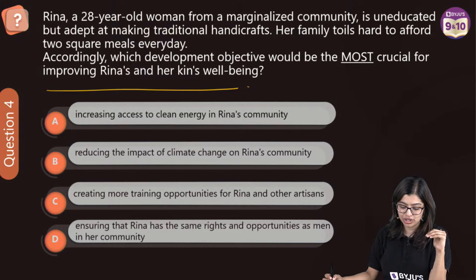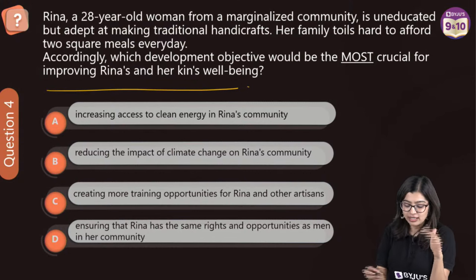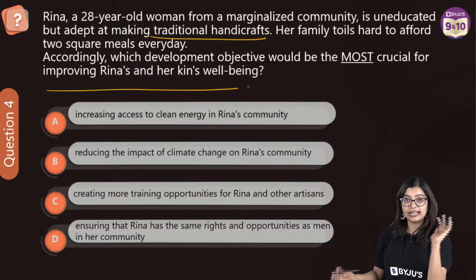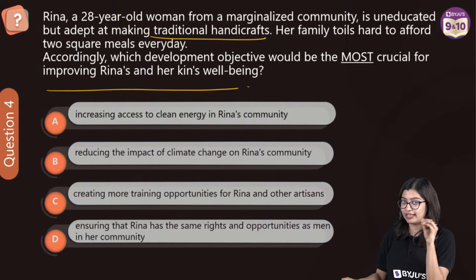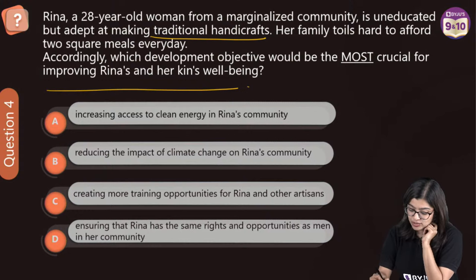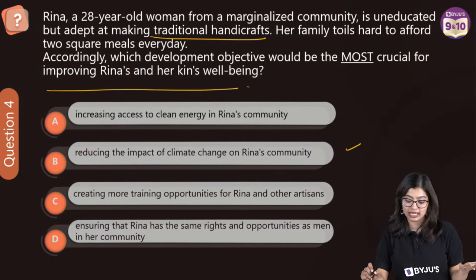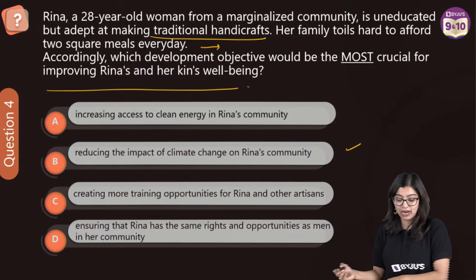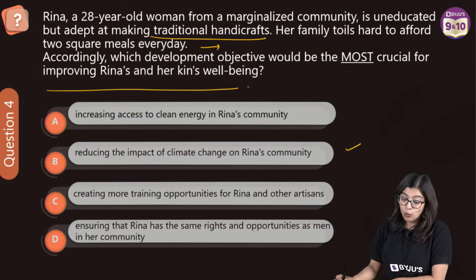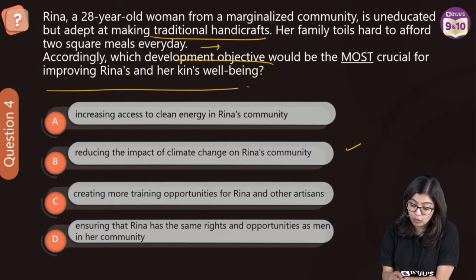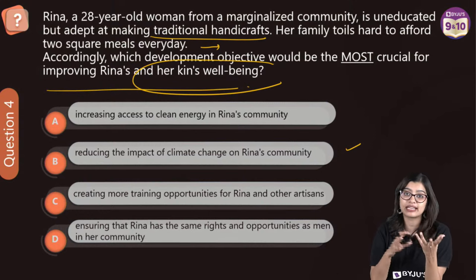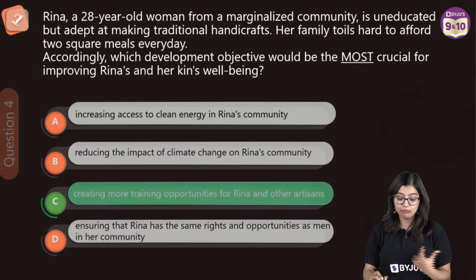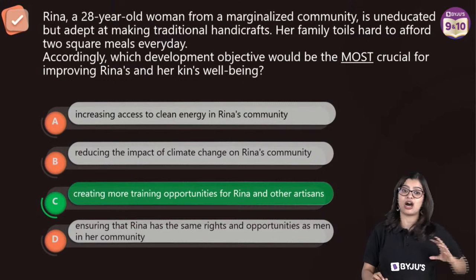Now, what is it? Increasing access to clean energy. See, what is Reena good at? Use logic again. She is good at doing traditional handicraft. Now, giving Reena more clean energy is not going to solve a problem because here we need to tackle employment, right? Reducing impact of climate change on Reena's community, well, not really, right? It's not going to help her make money. Ensuring that Reena has same rights and opportunity as men in her community, well, yes. But what is most crucial for improving her family and her kin means family, right? What will help in improving her well-being? In making sure that we give more training opportunities for Reena and such artisans, right?